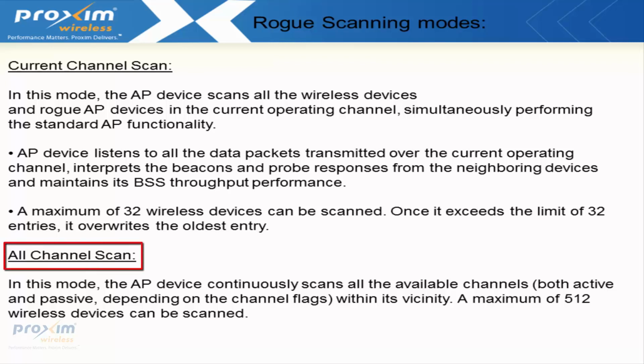Okay, we also have all channel scan. In this mode, the AP device continually scans all of the available channels, both active and passive, depending on the channel flag within its vicinity. A maximum of 500 total wireless devices can be scanned, and of course, it's going to go ahead and rewrite them once it reaches its limit.